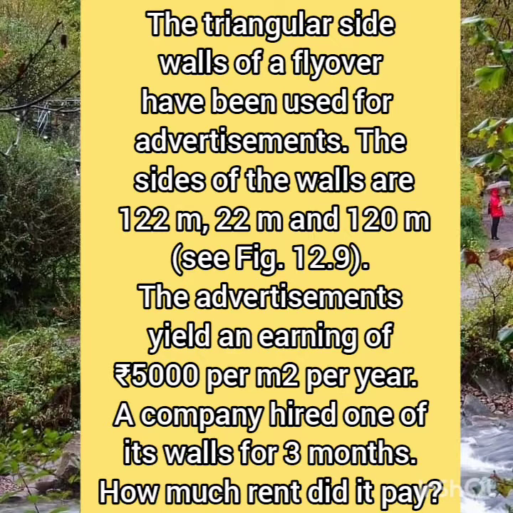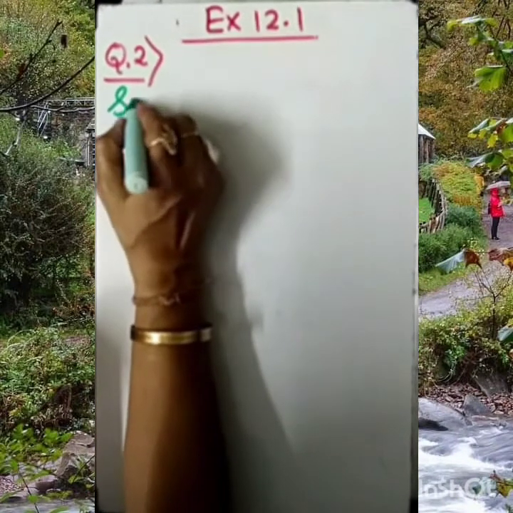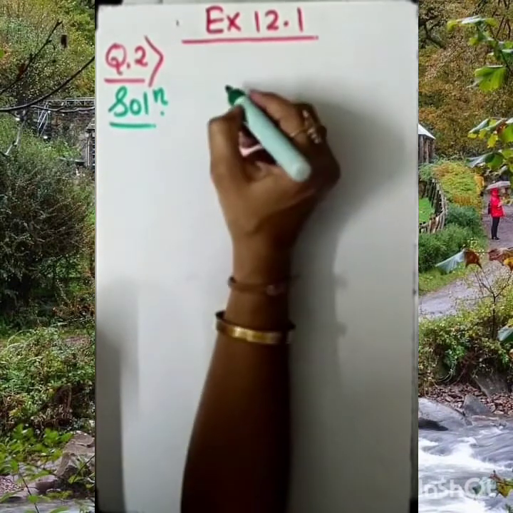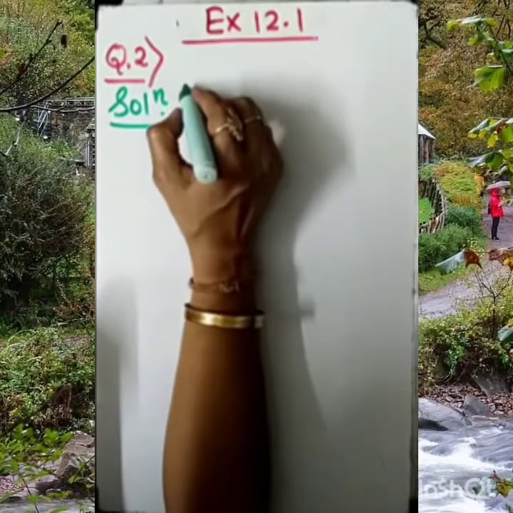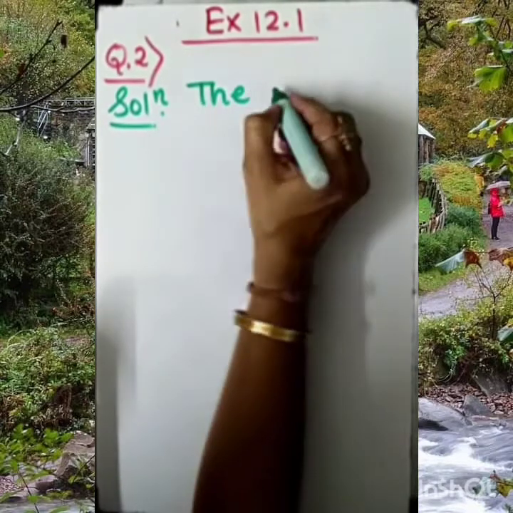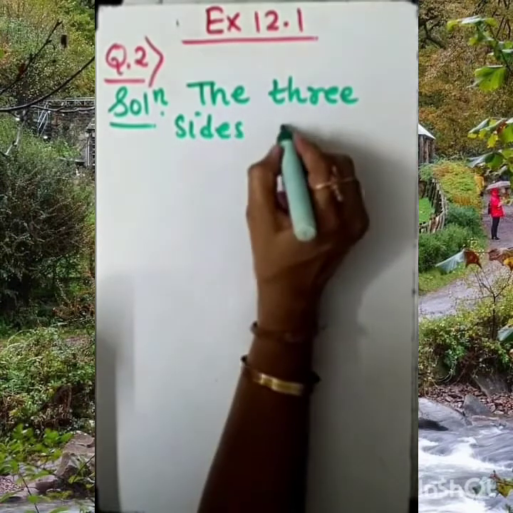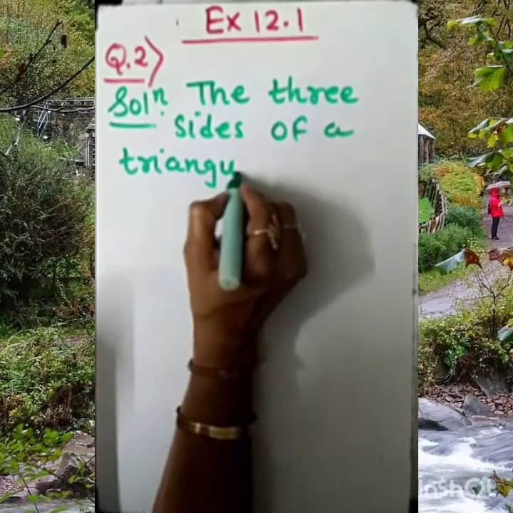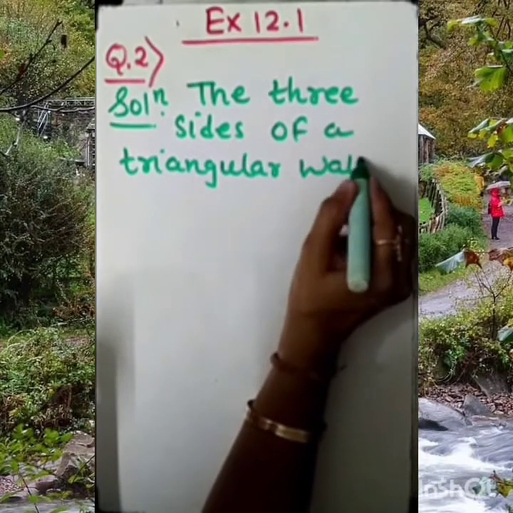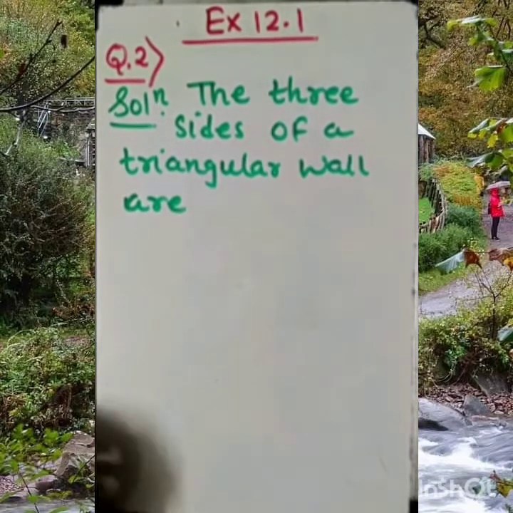First of all, we are given the three sides of a triangular wall. So let's note down and start the solution. We need to mention the three sides of the triangular wall. Which three sides are we given?